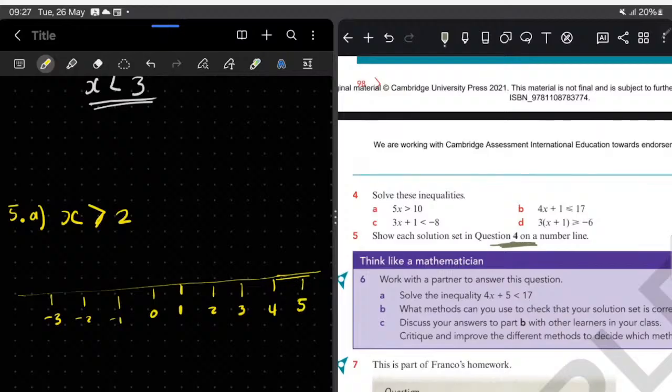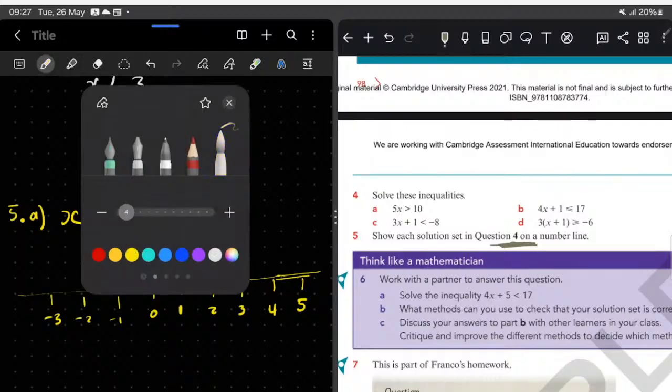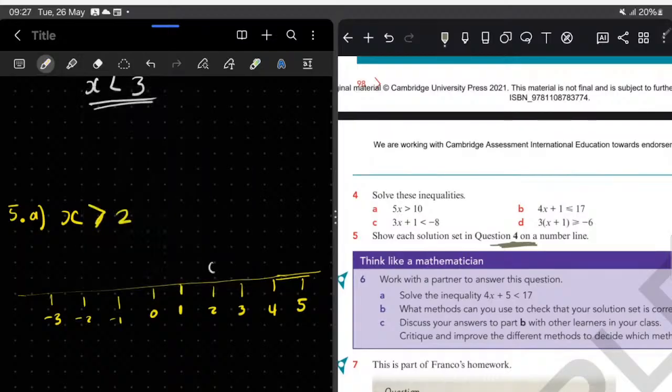Now, where do we put our circle, boys? Where do we put our circle here? At which position here? At position 2. We put our circle. Then where do we face? Do we face the right or the left? X is what here? Where is the crocodile facing? What is x? Is it greater than or less than? It's your turn.